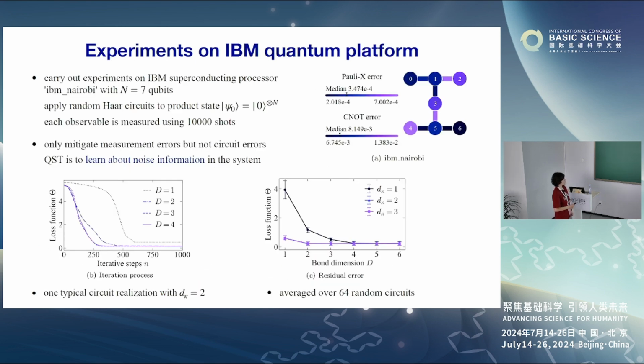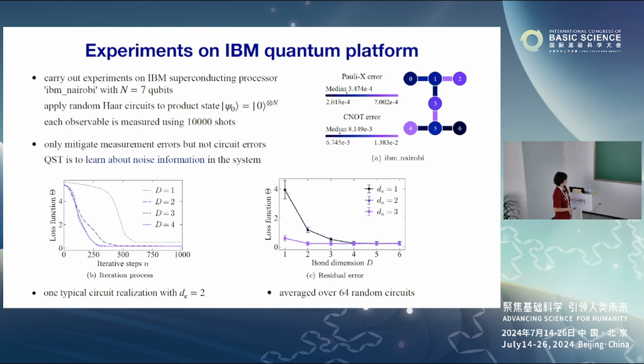We can also do this with a superconducting processor with 7 qubits, and we apply random product states. So we can measure the observables using many shots. Here, when we do the simulation, we only mitigate the measurement errors, but not the gate errors. Every gate has some errors, and the quantum state tomography is to learn about the noise information.